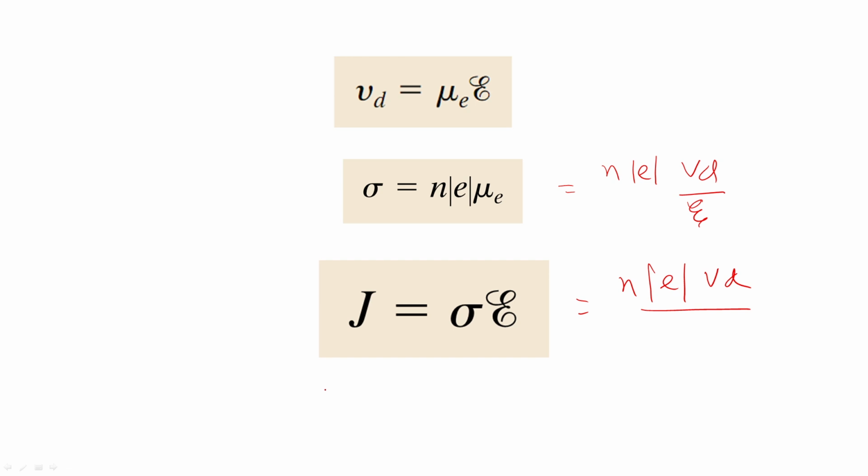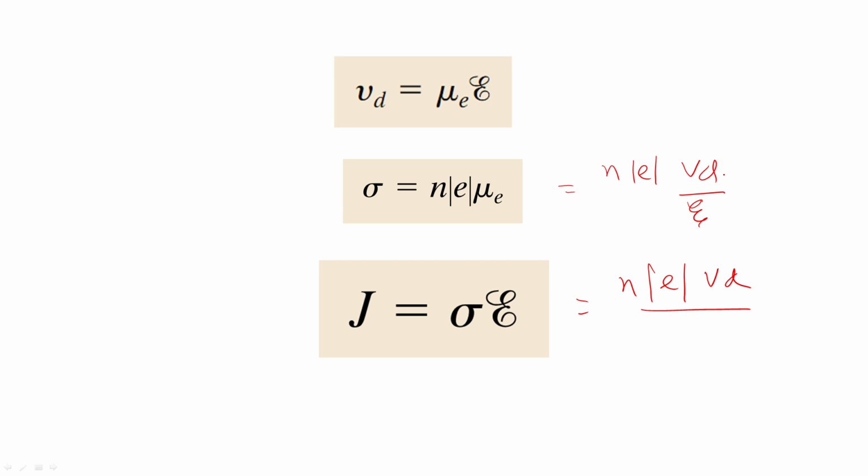These are the three fundamental relationships which we talked about. Drift velocity is related to mobility times electric field, conductivity is related to the number of electrons times electronic charge times mobility, and this mobility can be converted using the top equations. Then you get this type of equation, and finally, current density related to drift velocity. So, drift velocity is a fundamental parameter in the Drude theory.